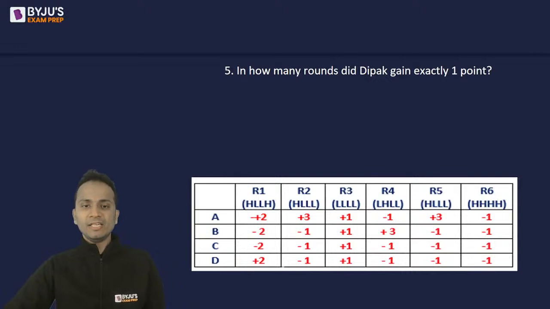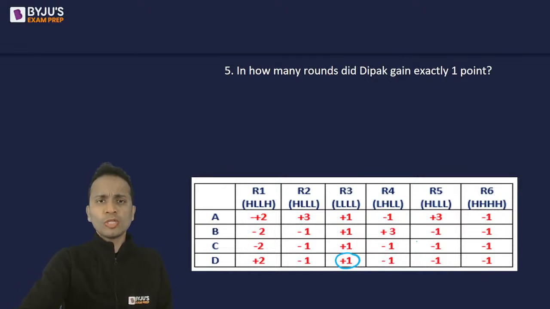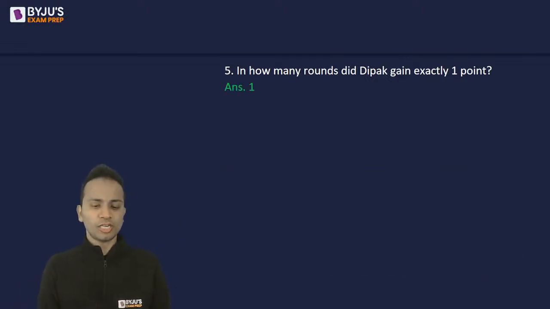Deepak exactly 1 point. So that means Deepak gets +1. So Deepak gets +1 in the third round, and that's it. In no other round does Deepak get +1. So the answer should be 1 for question number 5, right?